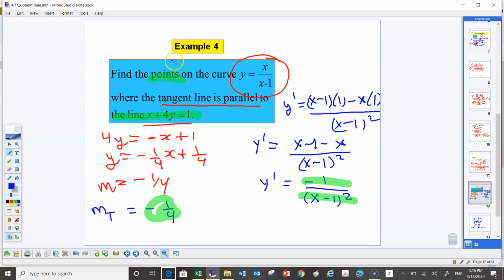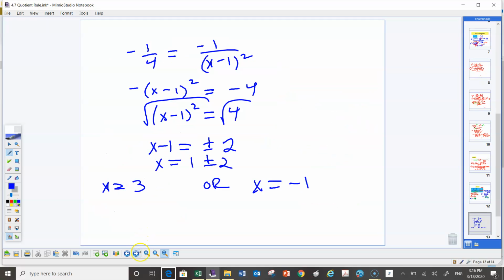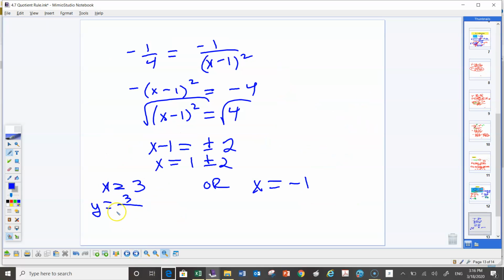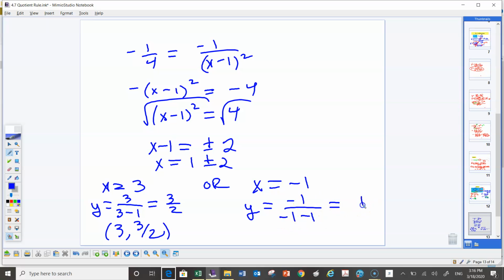Again, if you look at the question, we're looking for the points. So we have to plug these back into the original equation, which is x over x minus 1. That's going to be 3 over 3 minus 1, which is 3 over 2. So my one point is (3, 3/2). Or I'm going to plug in negative 1 for x to get negative 1 over negative 1 minus 1, which ends up being negative 1 over negative 2, which is 1/2. And there would be my other point.